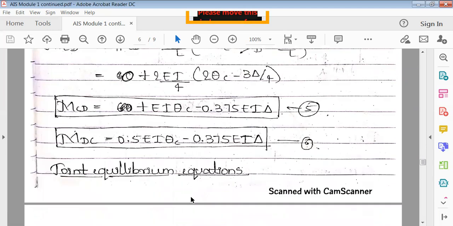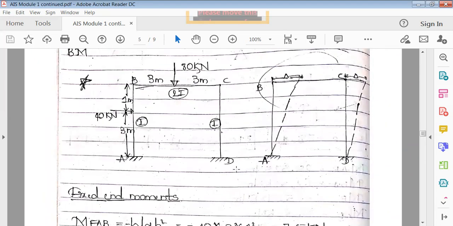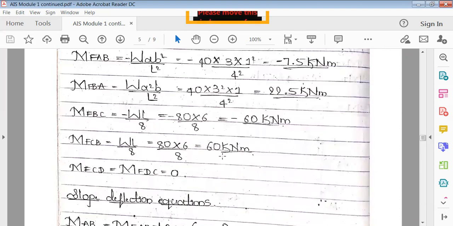MDC. MDC, again substitute all the values, so you get 5 plus 1, total 6 equations. Then we'll solve the joint equilibrium equations. So joint equilibrium would be same again, that is MBA plus MBC is equal to 0. Then MCB plus MCD equal to 0.